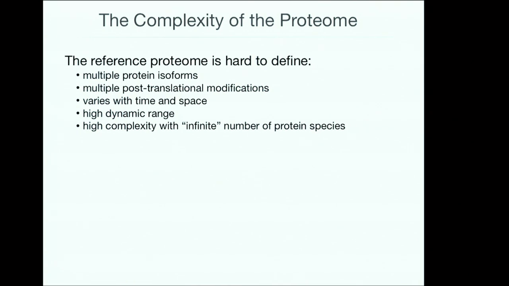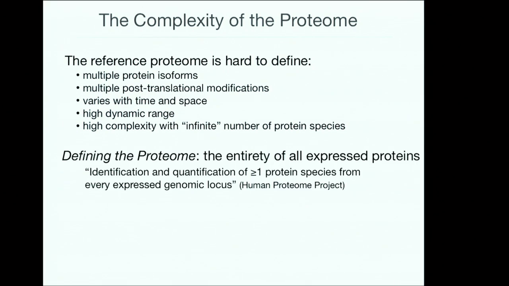Multiple protein isoforms, PTMs. It varies in time and space, and there's an extremely high dynamic range from the lowest expressed to the highest expressed protein. It's like 6 orders of magnitude. So basically, there's possibly an infinite number of different protein species. So defining the proteome is, of course, the entirety of all expressed proteins, but a more workable definition is to identify and quantify at least one protein species from every expressed genomic locus.